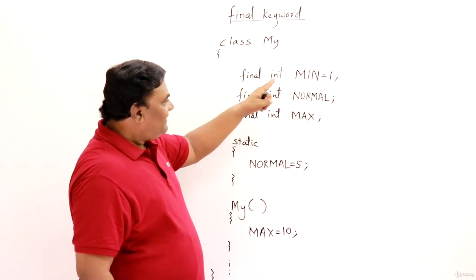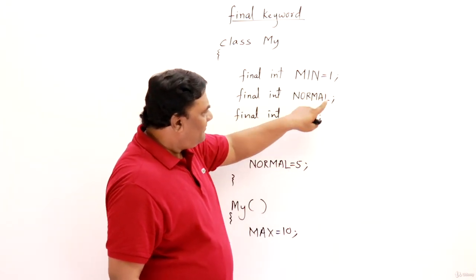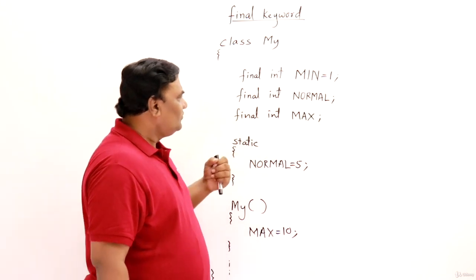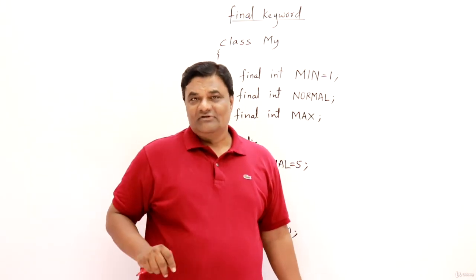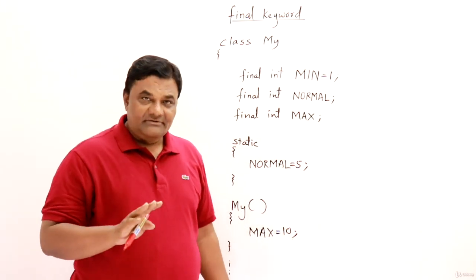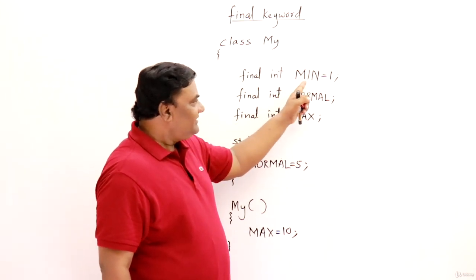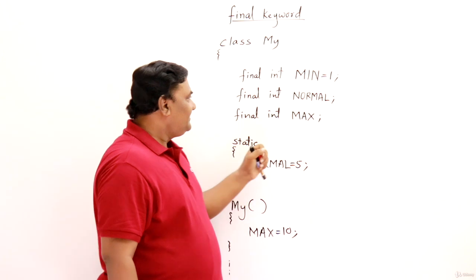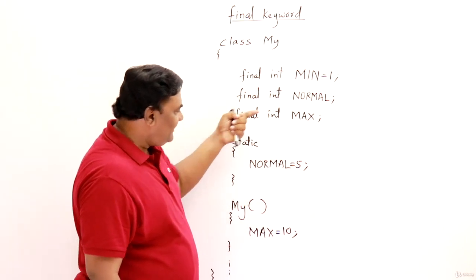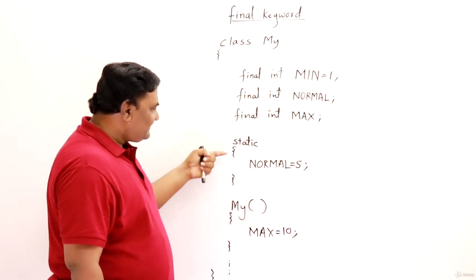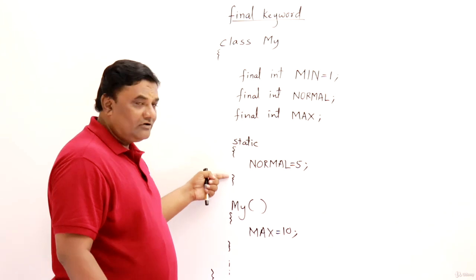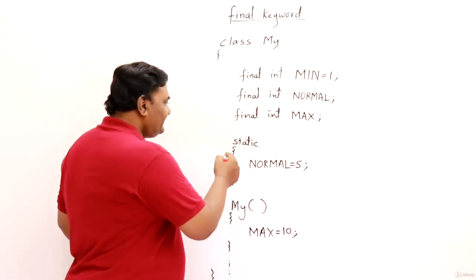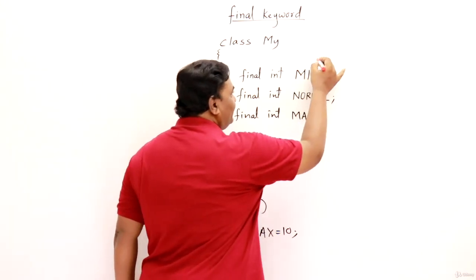Next, I have initialized this one to 1, but I have not initialized these two. So yes, there are three methods for initializing final variables. Either you initialize them when you have declared them. Here itself I have initialized. And the second method is, for this NORMAL, I have initialized inside a static block. Static block, already we have discussed this. So this is the second method. And this is the first method.